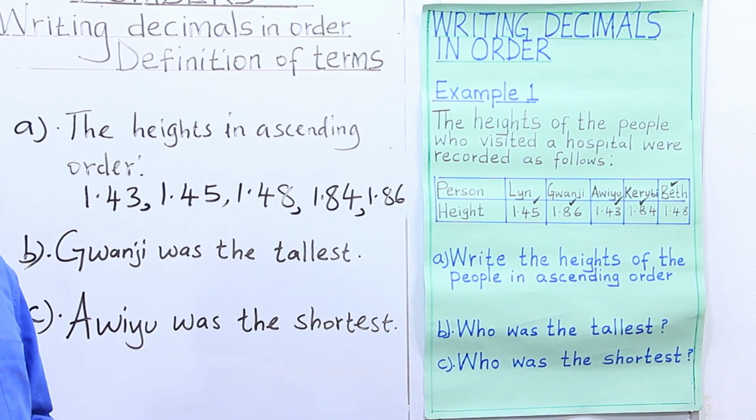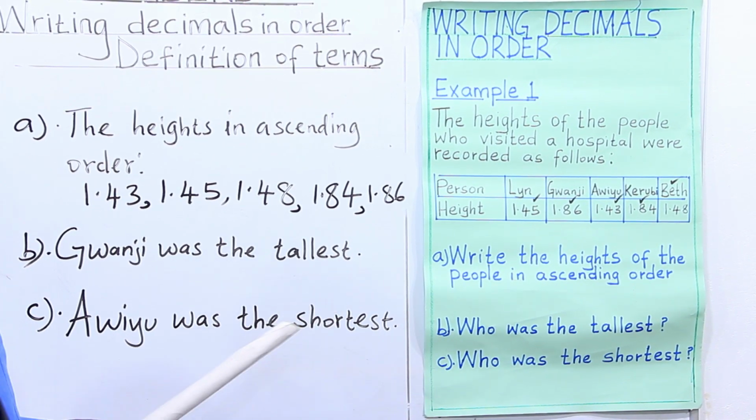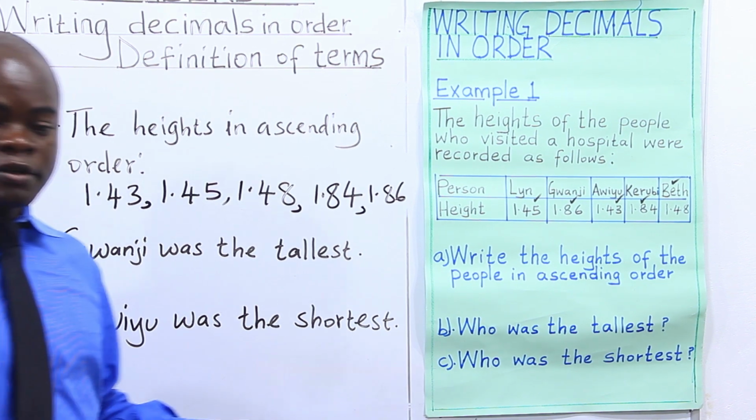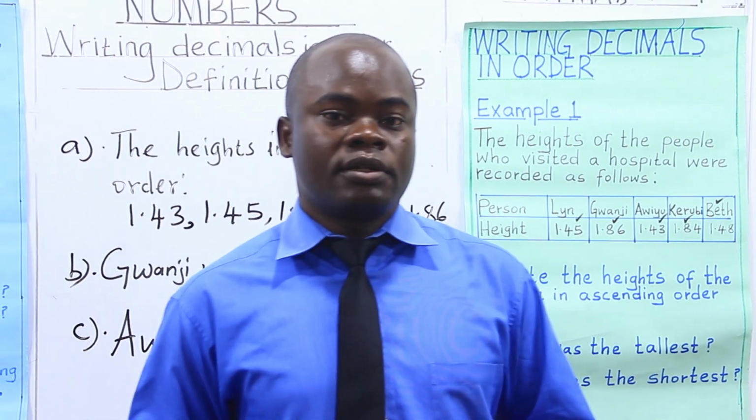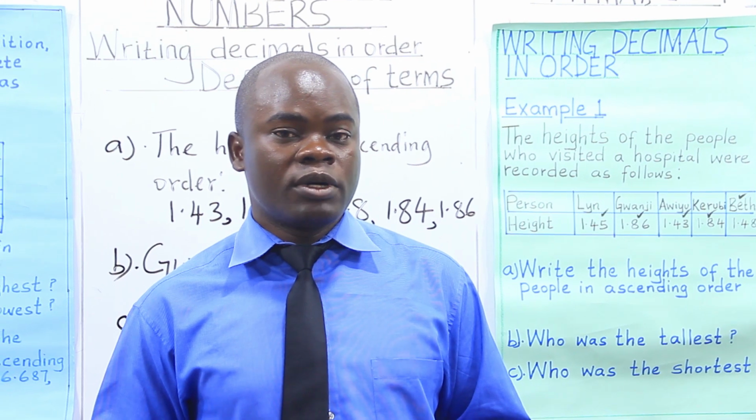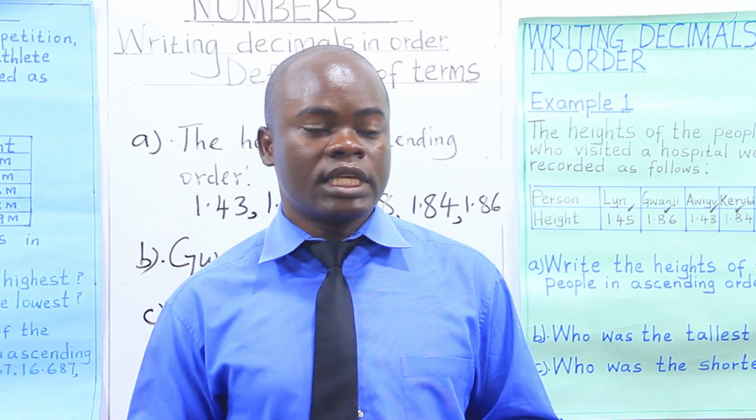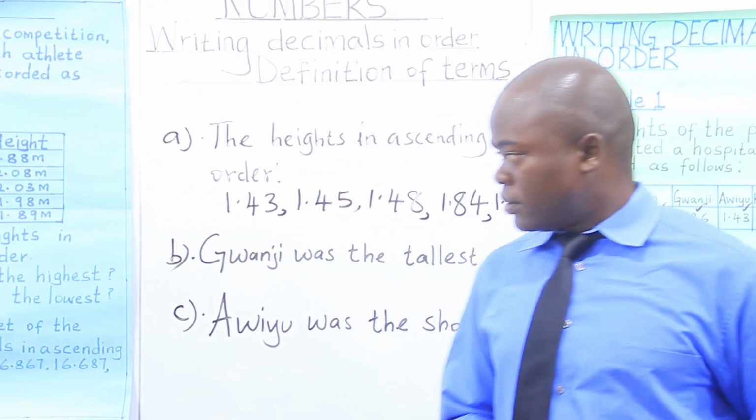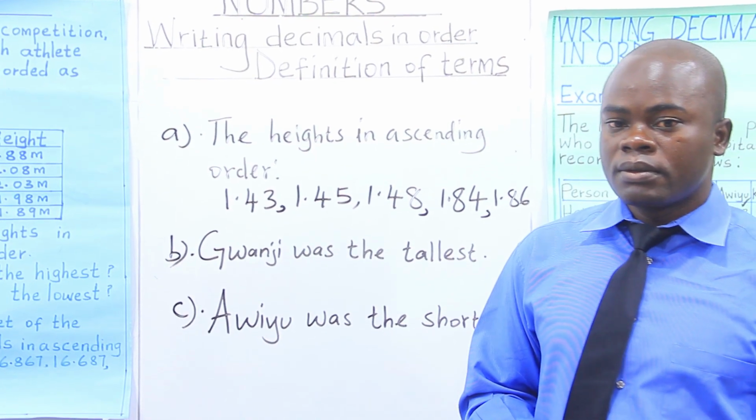So when we come to arranging the decimals in descending order, you will also use the same method. That is, you arrange just from the definition that we gave, arranging the decimals from the largest to the smallest.